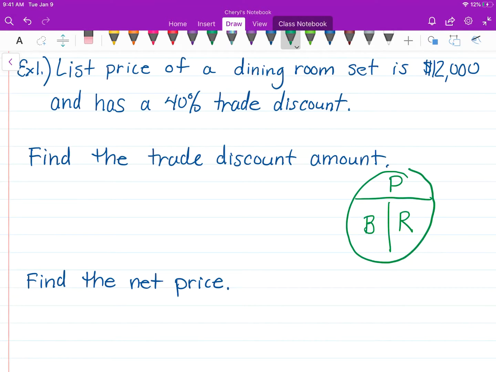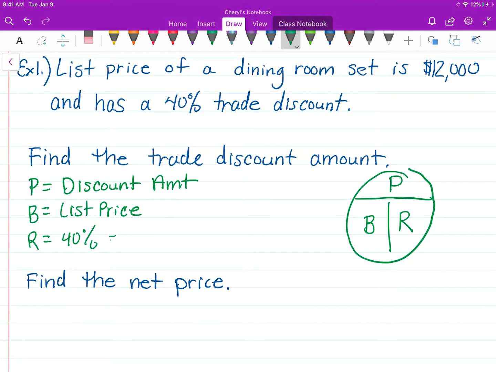So in this case, to find the trade discount amount, we're looking for the portion because the list price is the total amount, and we're taking a part of that off the list price. That's our discount. So the discount is our portion. And then our list price is the base because that's what we're taking it out of. And the rate is the 40%, which we want to make sure we write as a decimal when we do our calculations.